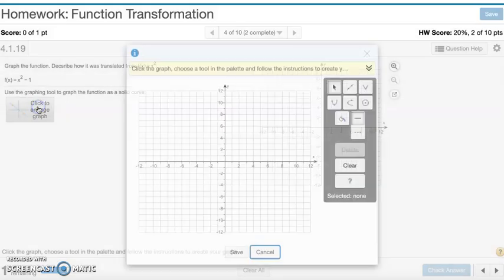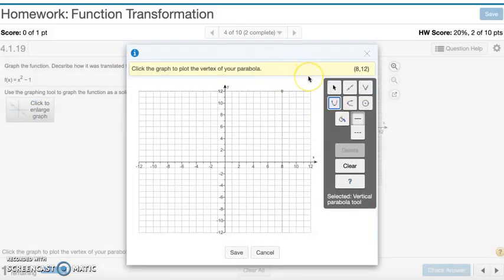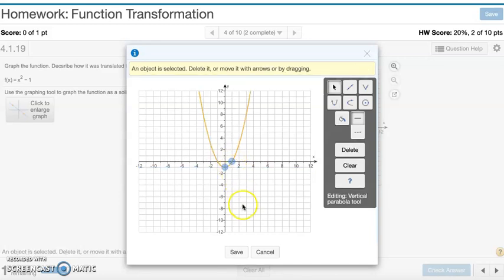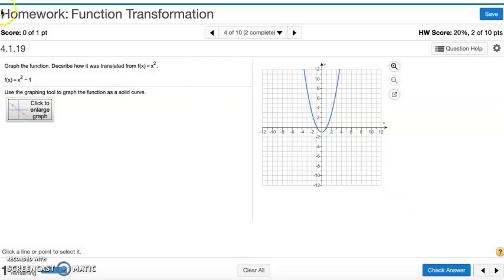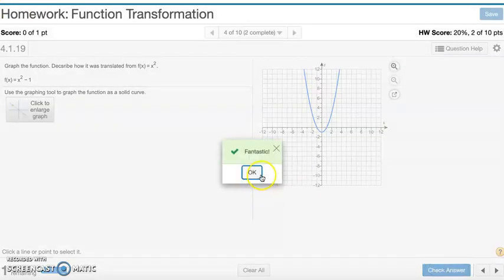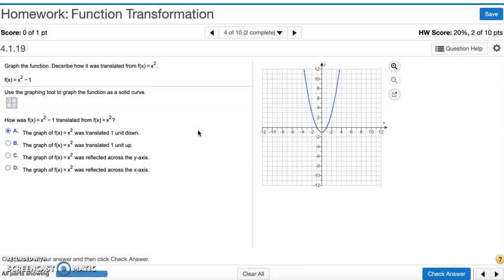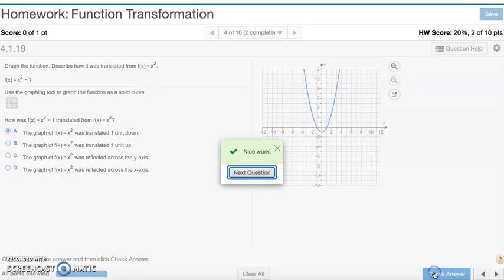And that's number 3. Now we're going to graph this function and describe how it was translated from the parent function. So click to enlarge the graph. Now I'm going to substitute 0 in for x squared, and I'll get 0, -1 for my first point. Substituting in 1, 1 squared is 1, -1 is 0. So 1, 0. So there's my function.